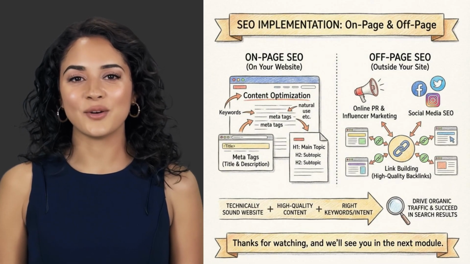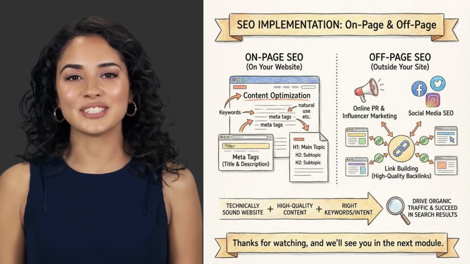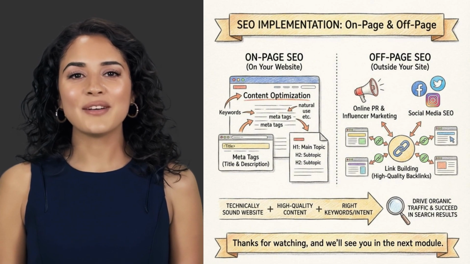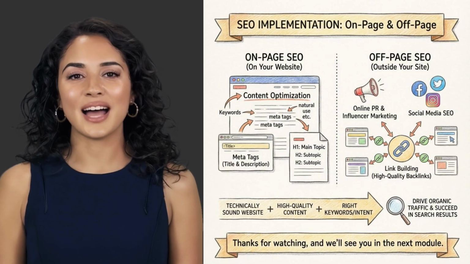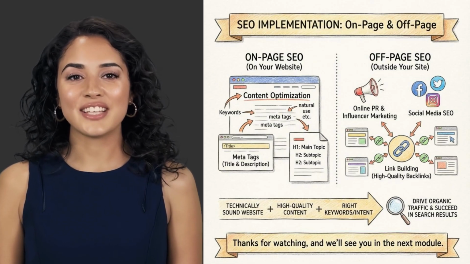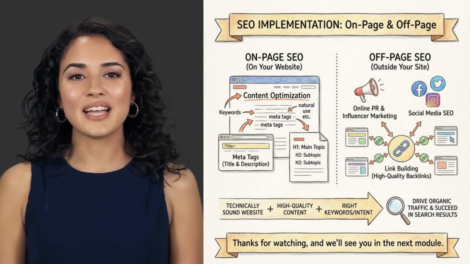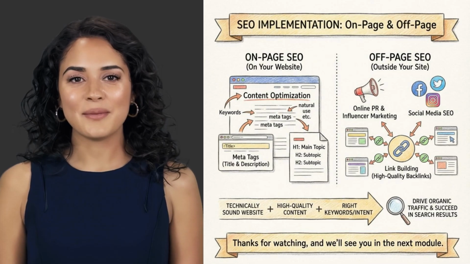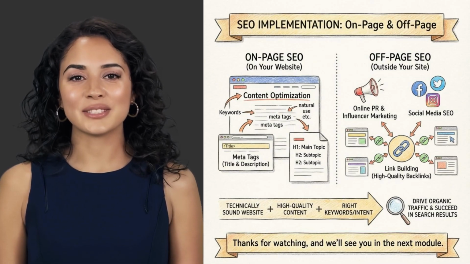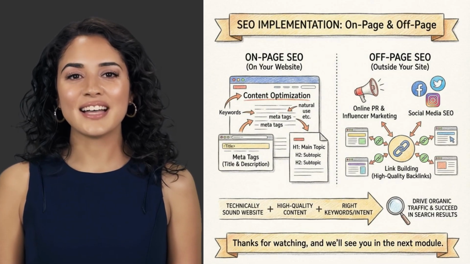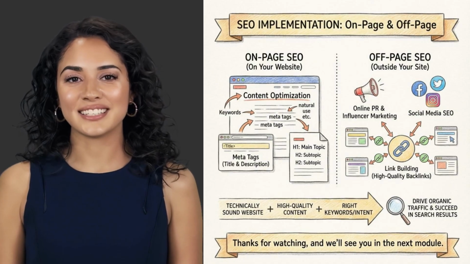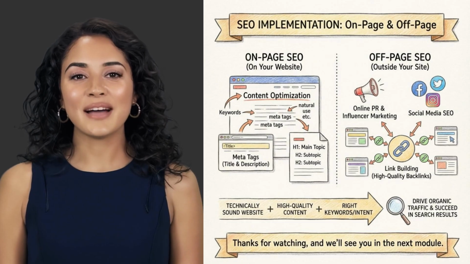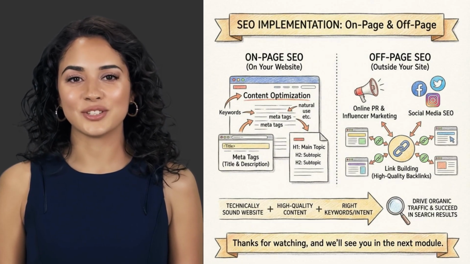Off-page SEO focuses on building authority outside of your site, primarily through link building to acquire high-quality backlinks, engaging in social media SEO, and leveraging online PR and influencer marketing. By combining a technically sound website with high-quality content that targets the right keywords and intent, you can effectively drive organic traffic and succeed in the search results.